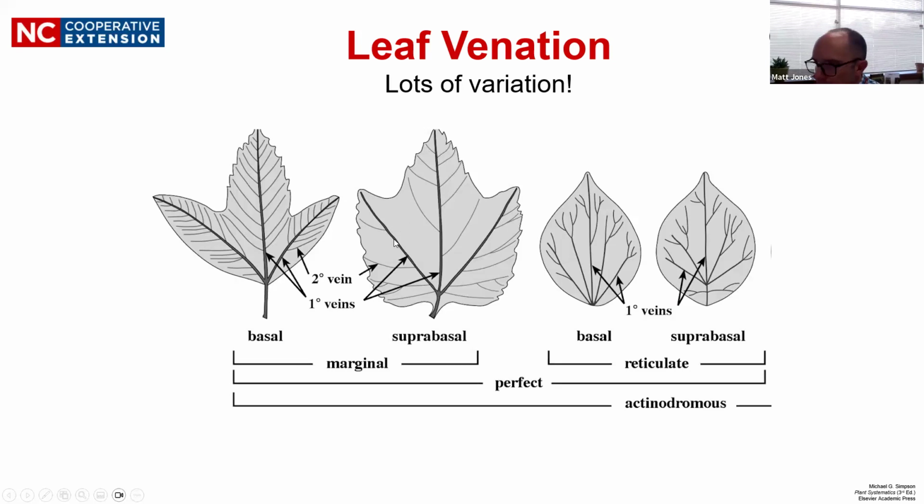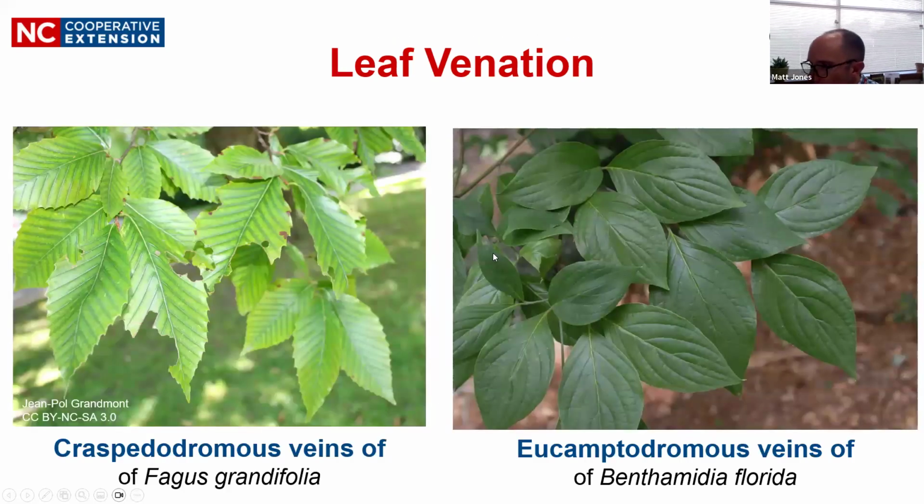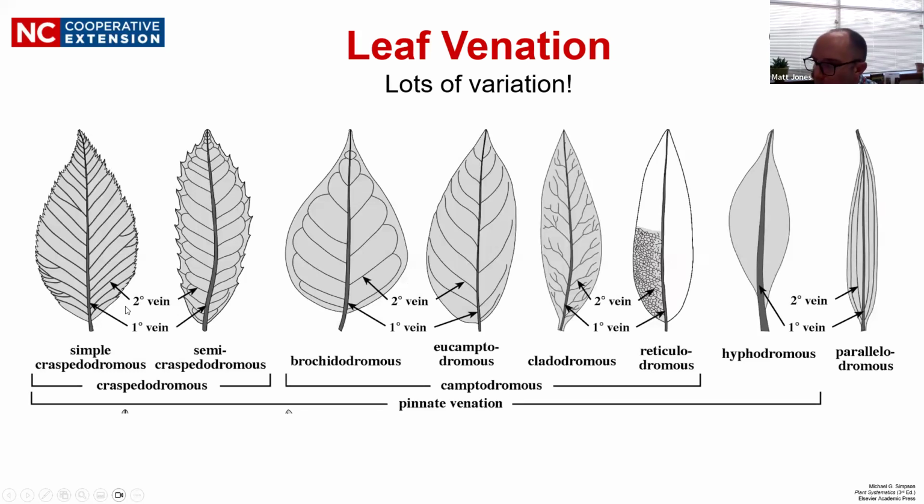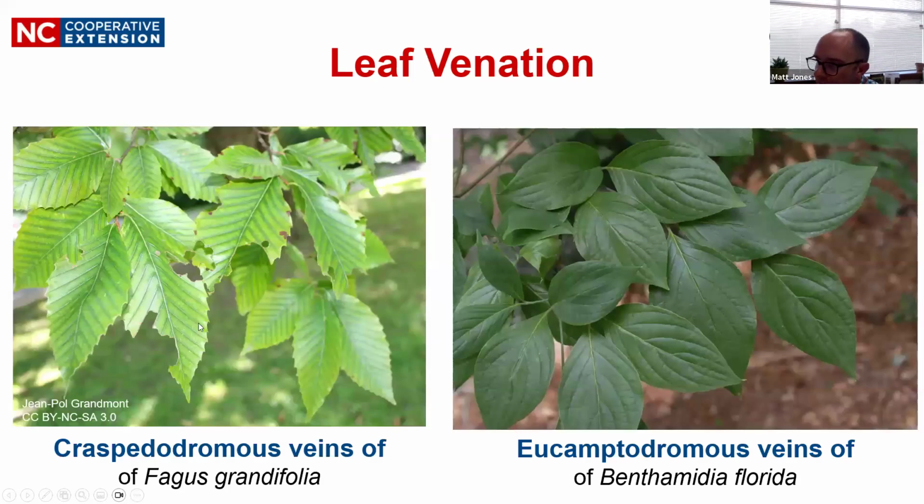Same thing for a more palmate pattern. Here are some craspedodromous veins of Fagus grandifolia, American beech. I guess I'm going over this after all: in craspedodromous leaves, the veins go all the way to the very edge. And then in camptodromous leaves, they don't go all the way to the margin. They start to curve or reattach before they get to the margin, like in the case of flowering dogwood.